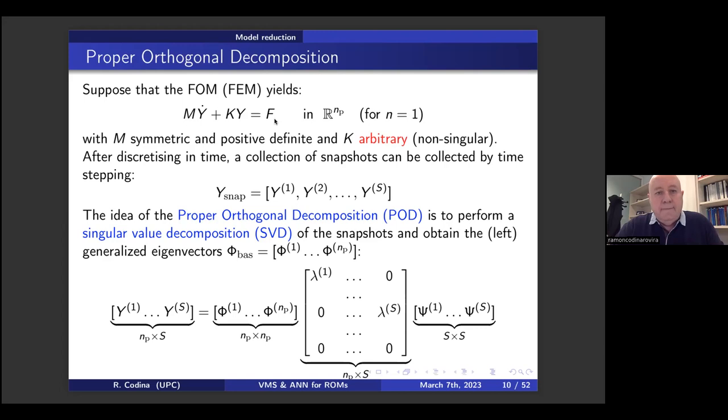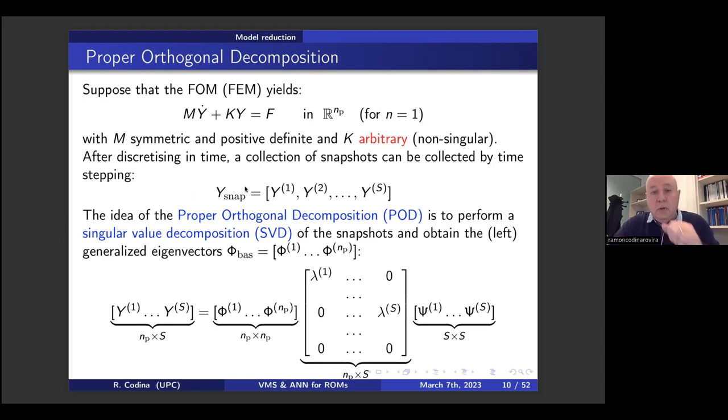So how does POD proceed? Well, to fix the notation, let me recall it. After discretizing in time, we may collect a series of snapshots that I call here Y1 up to YS, or capital Y1 up to capital YS. And that is what I will call the matrix of snapshots.